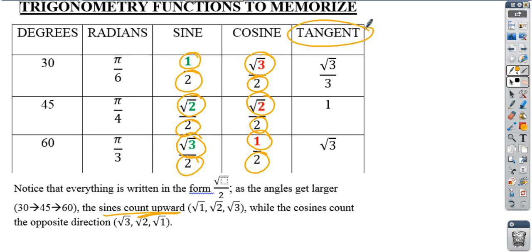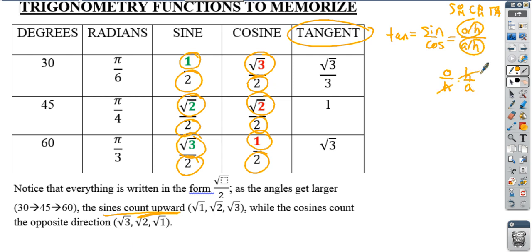Okay, tangent, you can either memorize this one, or you can recognize this. Tangent is actually equal to sine over cosine. And here's why. So if you remember SOHCAHTOA, sine is opposite over hypotenuse, cosine is adjacent over hypotenuse. If you divide these, dividing by that fraction is like multiplying by the reciprocal, so those would cancel. And you get opposite over adjacent, and that's the same thing as what tangent is. So you can just find tangent by dividing sine over cosine.